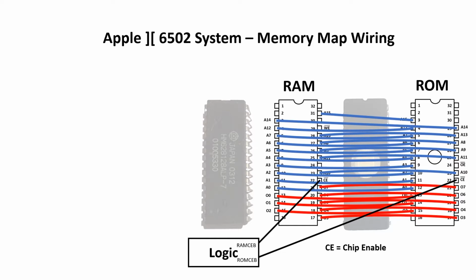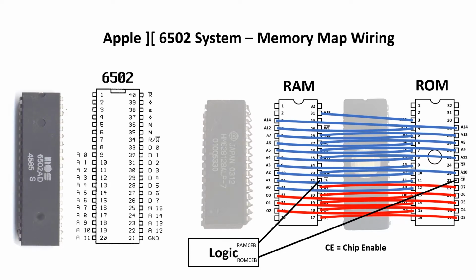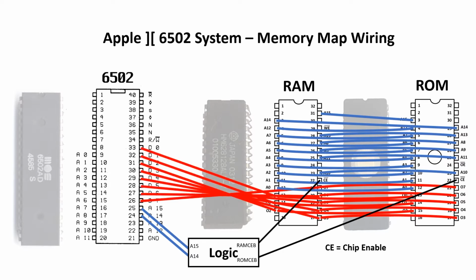In this build, we should never have the chip enable of both the RAM and ROM at 0 volts at the same time. So we want to use some logic to look at the address to decide which chip we want to enable. And usually we don't need to look at all 16 lines. In fact, here we just need to look at the upper 2 lines. Then we connect the memory to the 6502 as normal.